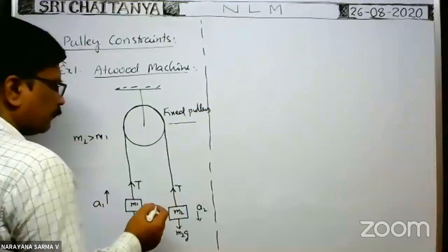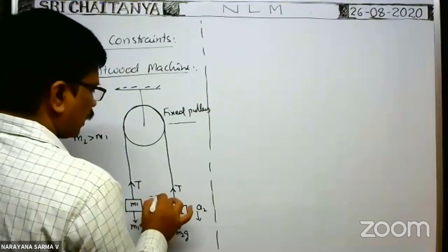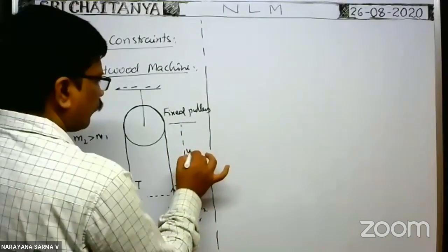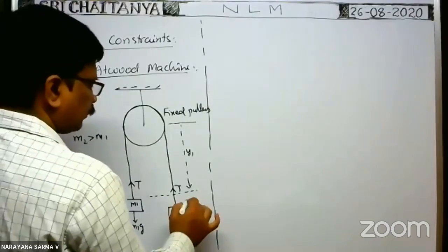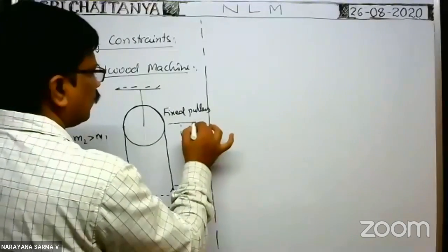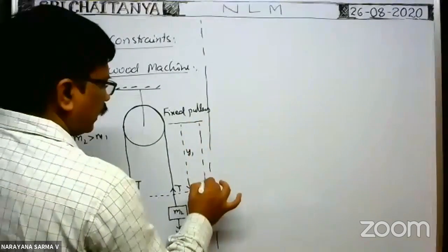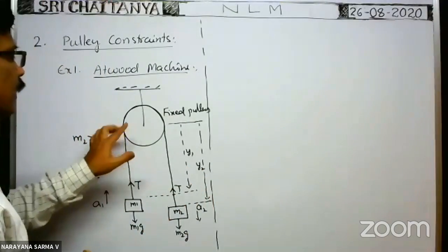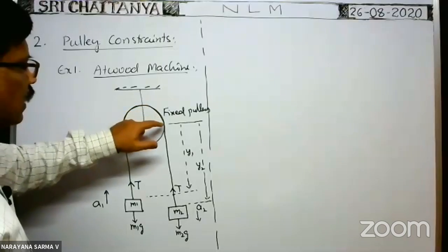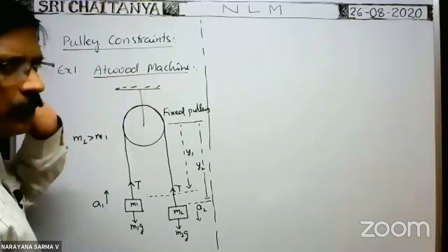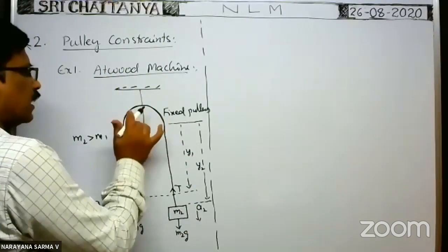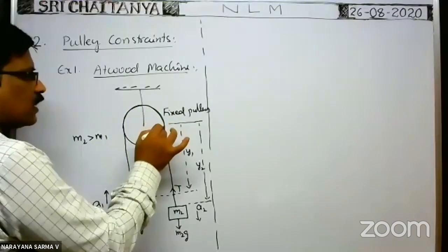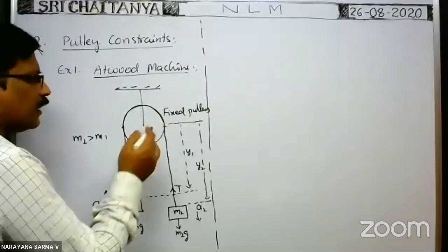From the fixed pulley, the distance of the first block is say y1. The distance of the second block from the fixed pulley is say y2. It is a small pulley. The length of the string over the surface of the pulley is negligible when compared with these lengths, that means up to this, that is negligible.